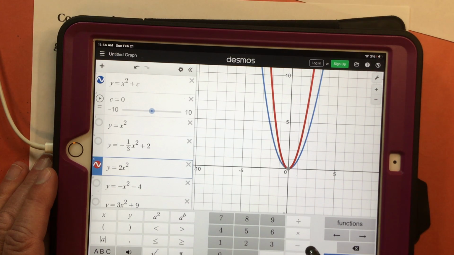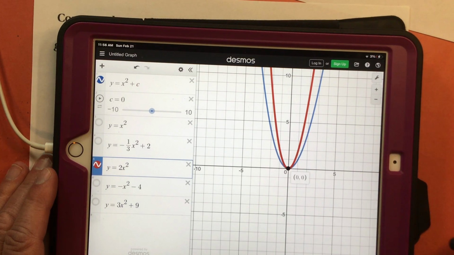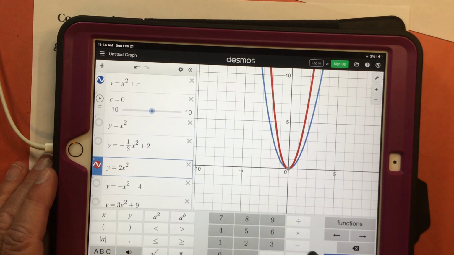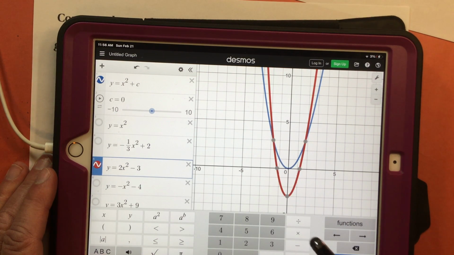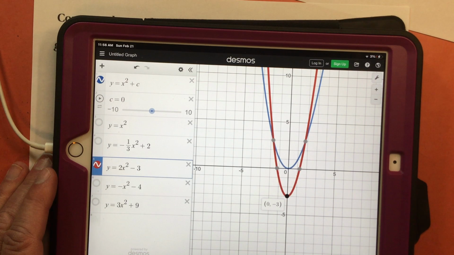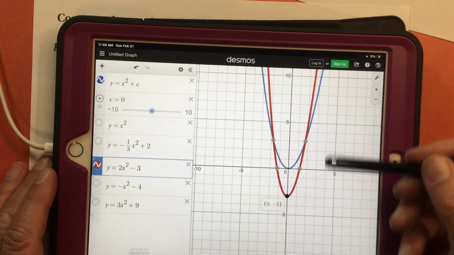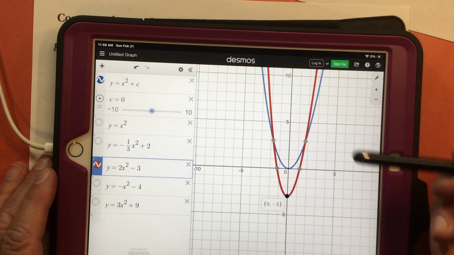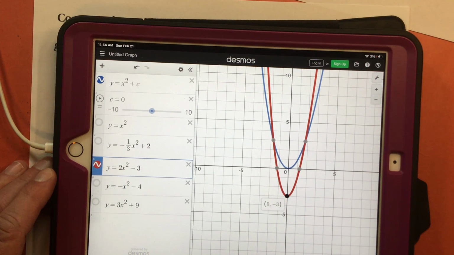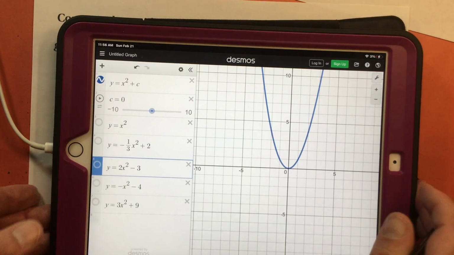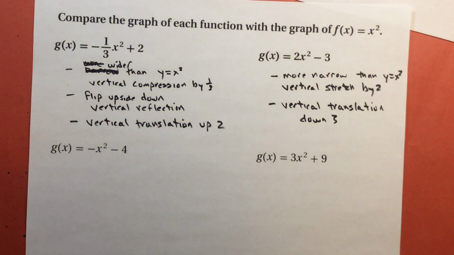And when I put the -3 in, here's the vertex for the red graph now. If I subtract 3 in, the vertex moved down to 0, -3. Actually, every point in the entire graph moved down. That's what we call a vertical translation. All right, we'll come back to that in a second.